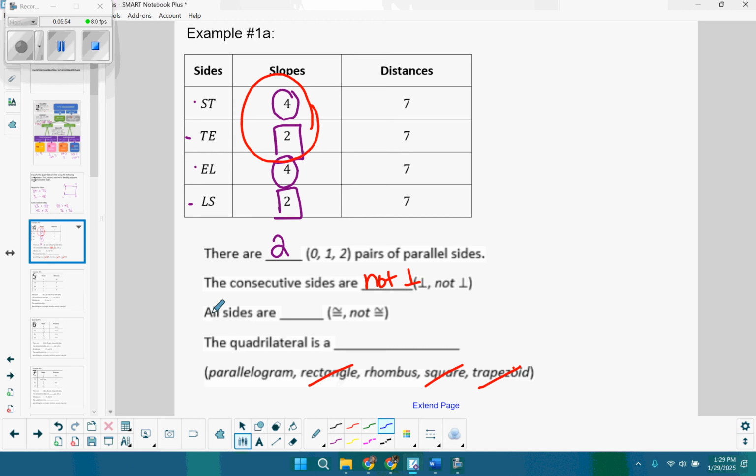Now we're going to check if all sides are either congruent or not congruent. So that's my distances, and I'm going to look at all of them together. All four of these numbers are the same, so we'll say congruent. So out of the remaining shapes, parallelogram or rhombus, the one with all sides being the same was the rhombus. And that's how we'll answer these questions.